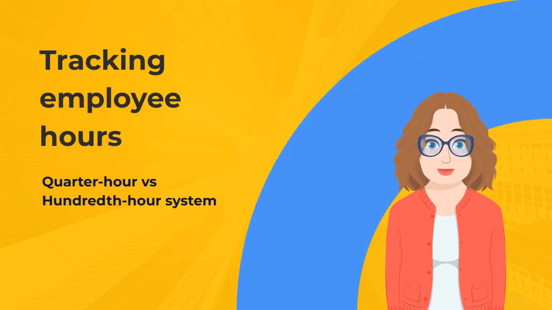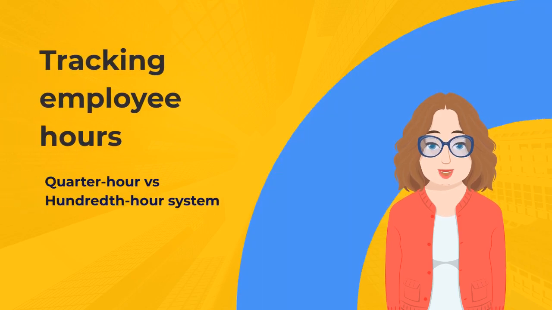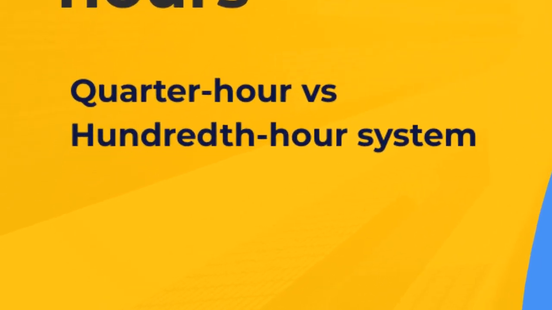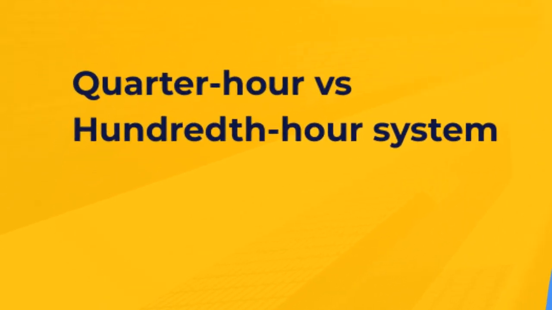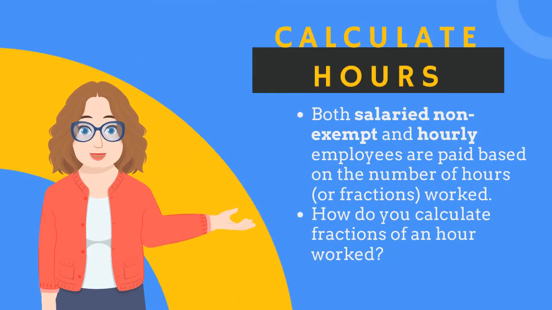How do companies track the time that employees work? Let's talk about how payroll accountants use the quarter hour and the 100th hour system to do that. Both salaried non-exempt and hourly employees are paid based on the number of hours or fractions of hours worked.